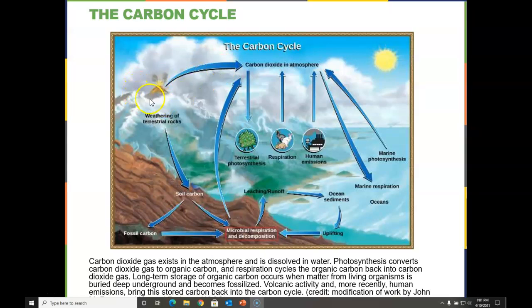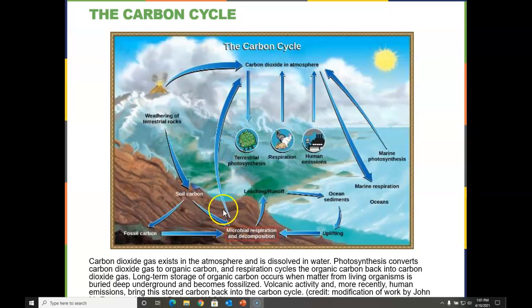A small amount can be placed into the atmosphere through volcanic action, which, if there's a significant amount of volcanic action, can make for a very localized increase in carbon dioxide in a particular area. Also, the breaking down of terrestrial rocks can release carbon into the soils. It can be sequestered in fossils, or it can enter into this microbial decomposition cycle and then eventually get returned.